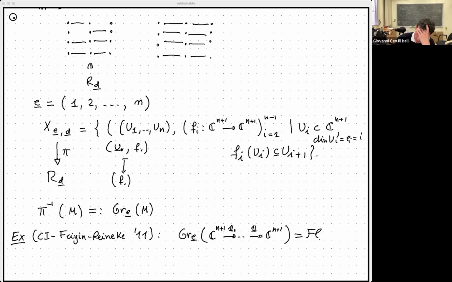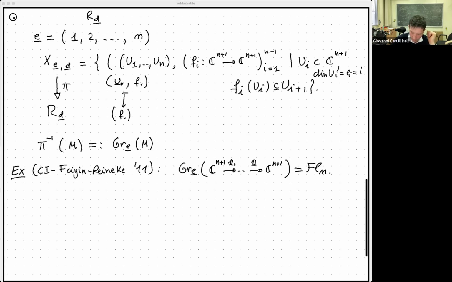this is just the flag variety, the complete flag variety, because you see, there is a line in the first space, a plane in the second, a 3-space in the third, and so on. And all of this must be compatible with the identity. But this means that the line must be contained in the plane, that must be contained in the 3-space, and so on. So this is precisely the flag variety. And then all the other fibers of this map are called linear degenerations of the flag variety. And then there is the following theorem.